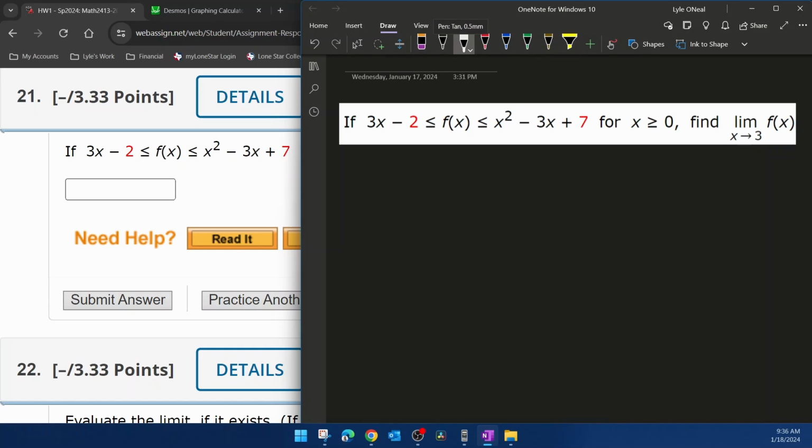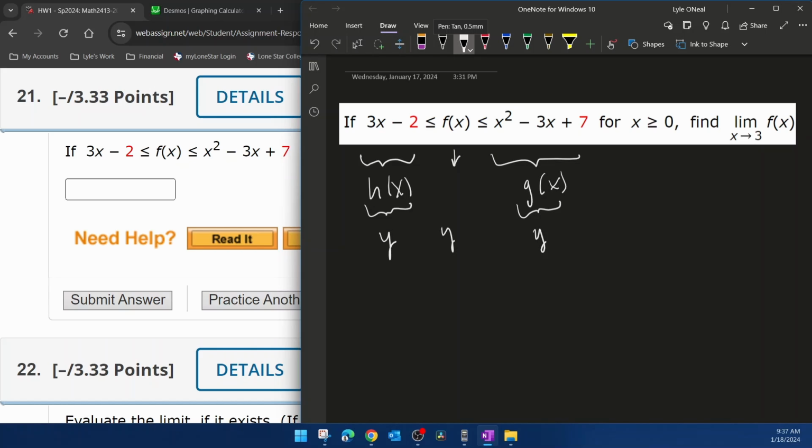What's going on is that 3x minus 2, that's a function. We could call it h of x. And remember that that means that that's a y, okay? And f of x is a y, and then the x squared minus 3x plus 7, that's a completely different function. We maybe could call it g of x, but again, it's a y.